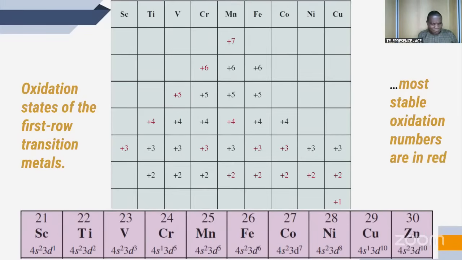But when 3 electrons are lost, that is 2 from the s orbital and 1 from the d orbitals, that will give you +3 oxidation states. Now, scandium +3 means all 3 electrons of the 4s and 3d orbitals are gone, so scandium +3 has a 3d0 configuration.